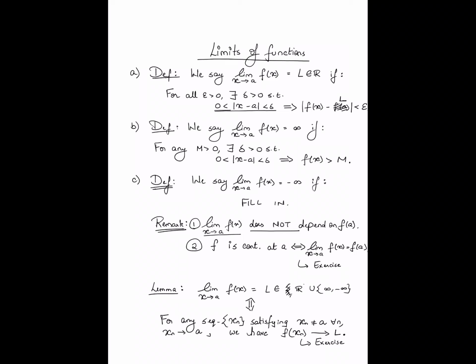So far what we have done is define this object, limit x tends to a of f of x, right? And we have made a connection to continuity. So continuity at any point is equivalent to saying that the function limit at that point is equal to the function value at that point, right? Next, we will also define so-called left and right limits of a function.